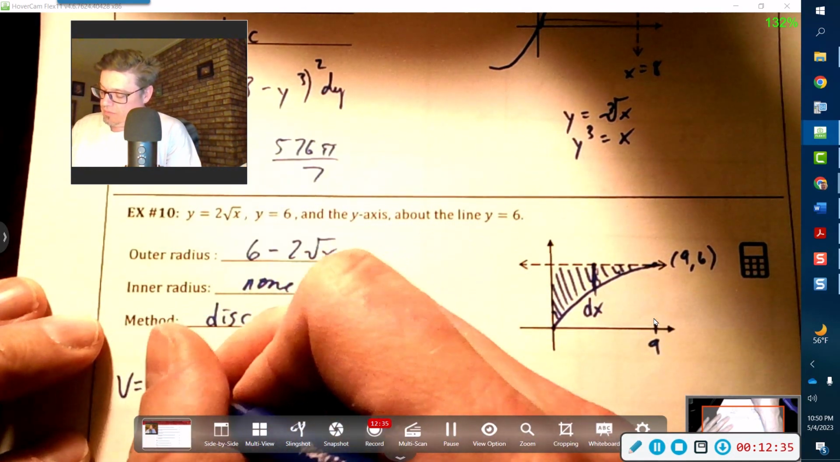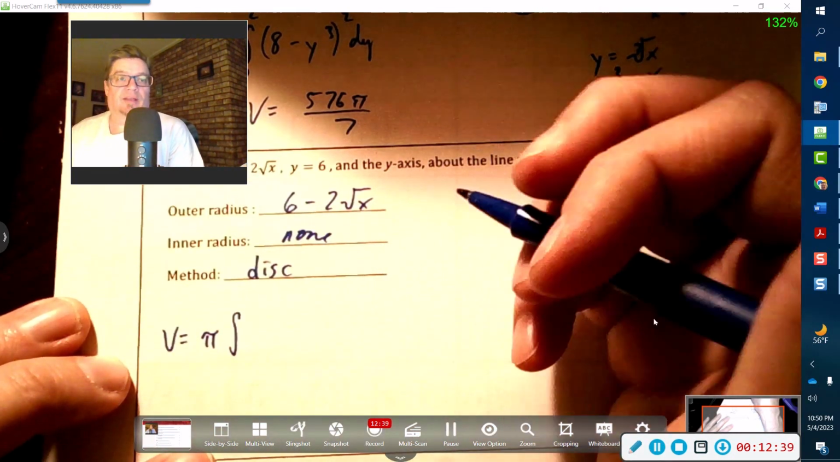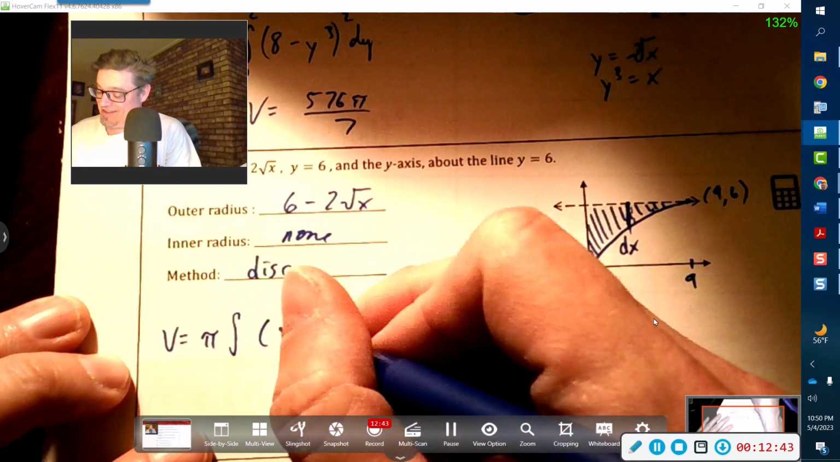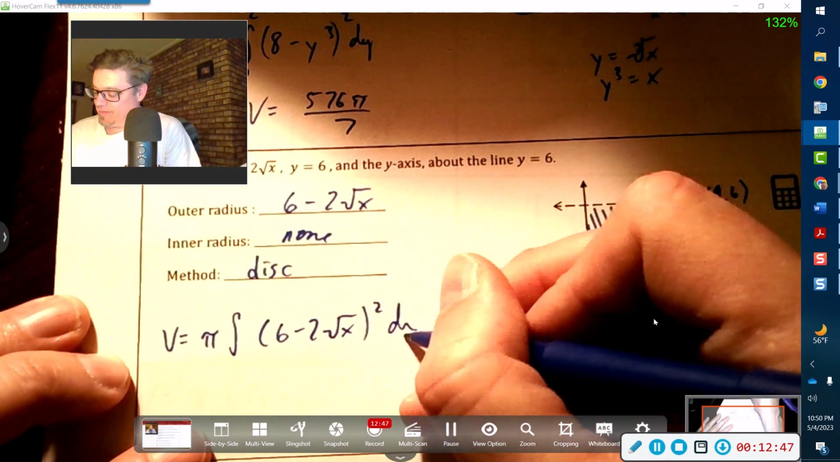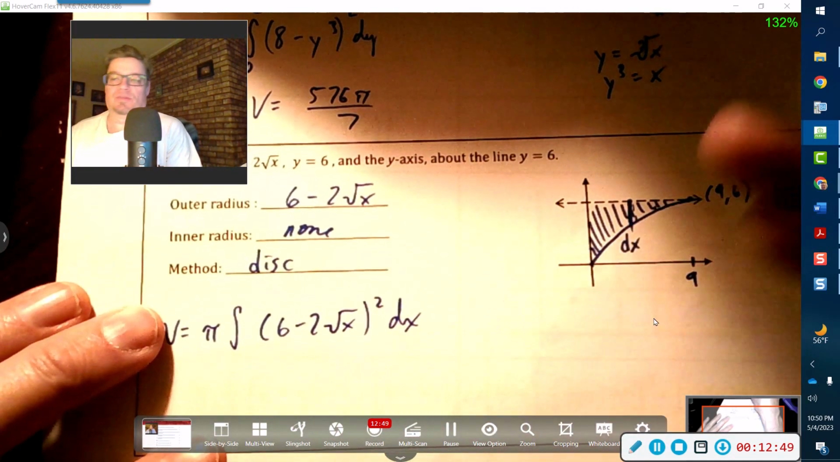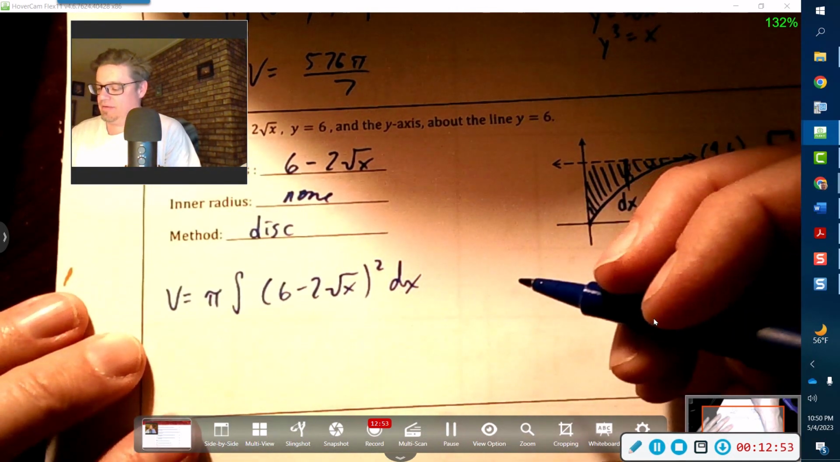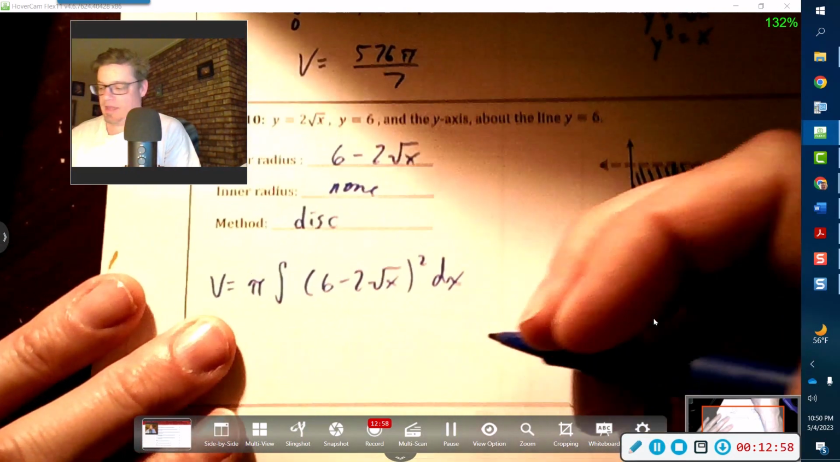Volume equals pi, integral of 6 minus 2 radical x, squared. This is the last example. We'll do practice tests tomorrow during class Friday, but this is just for you to enjoy over the weekend.